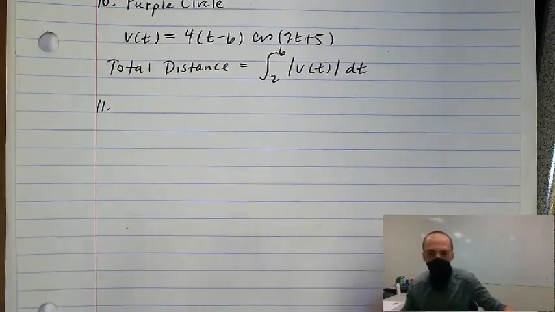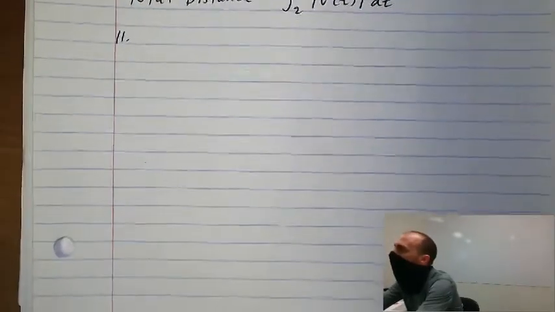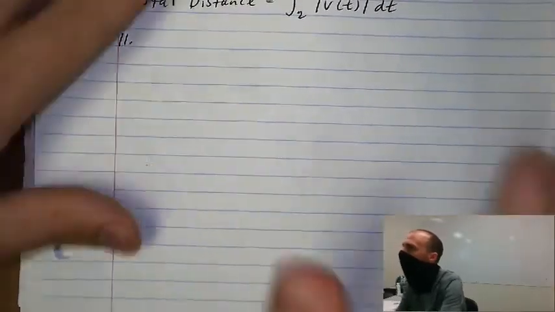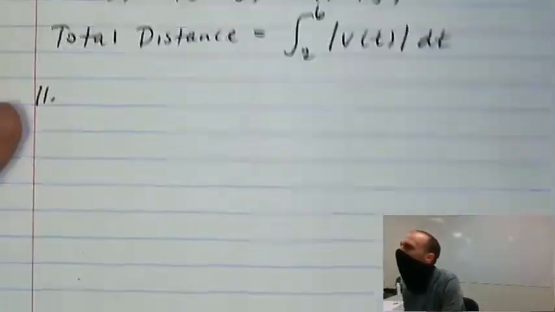All right, we can do yellow triangle, and I need to zoom back in. Yeah, there we go. That's a better level of zoom. Yellow triangle.